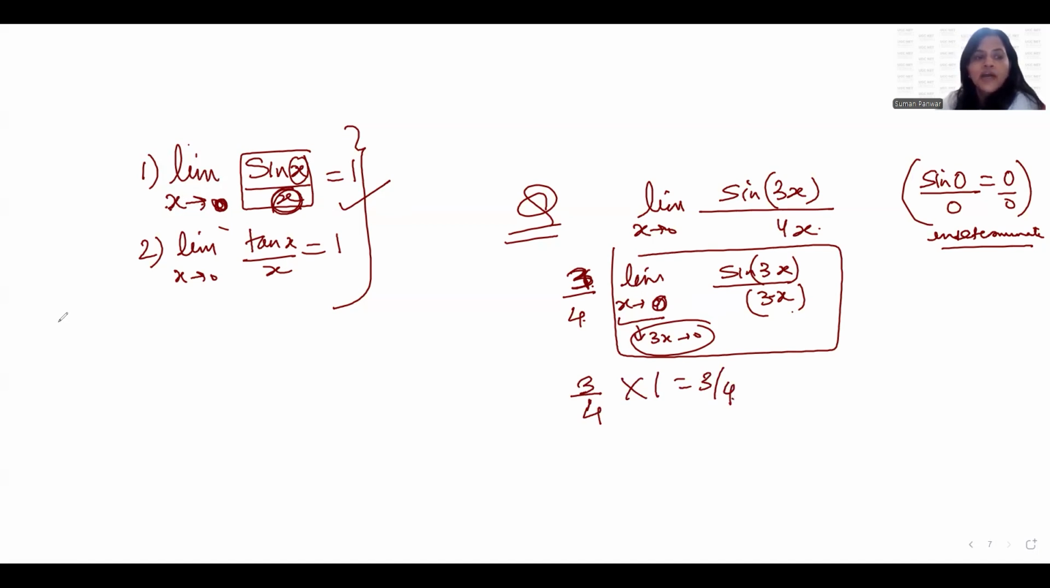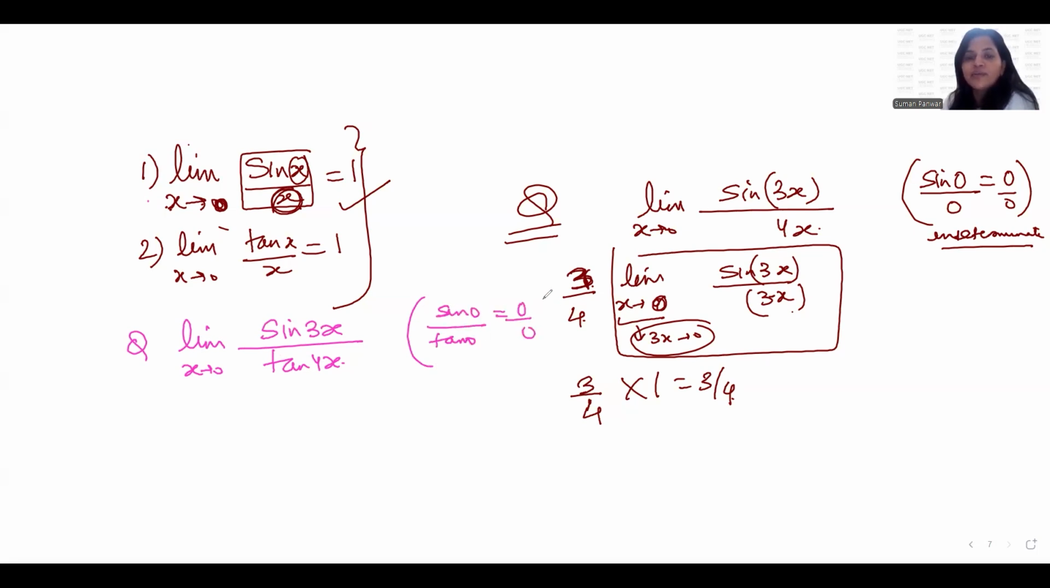All right. Now another one. For example, I have a question like this. Limit x tending to 0, sine 3x upon tan 4x. So you can see that if I put x equals to 0, I'll get sine 0 divided by tan 0. Sine 0 is 0, tan 0 is 0. Again, we have an indeterminate form.